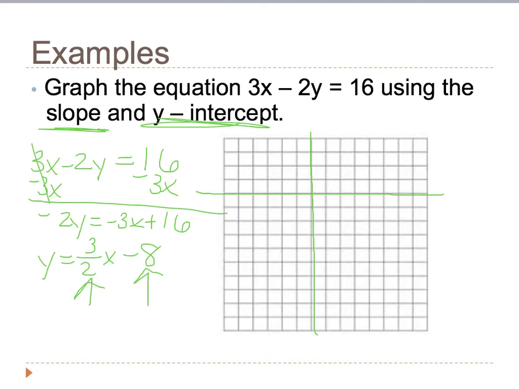So I start with my y-intercept. I'm going to count down to negative 8. 1, 2, 3, 4, 5, 6, 7, 8. And then a slope of 3 over 2. I'm going to go up 1, 2, 3, and to the right 2, because positive slope goes up from left to right. I'm going to do that a couple of times. And then I would use my straight edge, my ruler, to connect the dots.